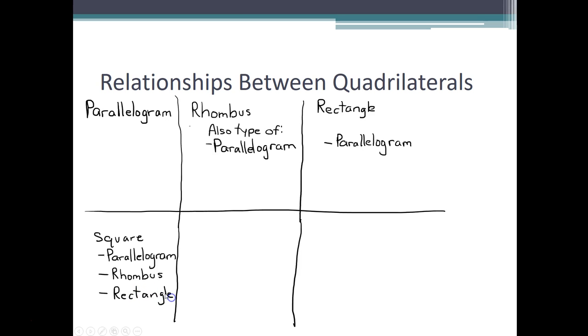Because according to rectangle's definition, opposite sides are parallel. That's part of the square's definition. Opposite sides are equal in length. That's part of a square. If all four sides are equal, then opposite sides are equal. All angles are right angles. That's part of a square too. Now, you can't always say that a rectangle is a square because rectangles don't have to have all four sides equal, whereas a square does. But a square is a type of rectangle. Type of parallelogram, a type of rhombus.